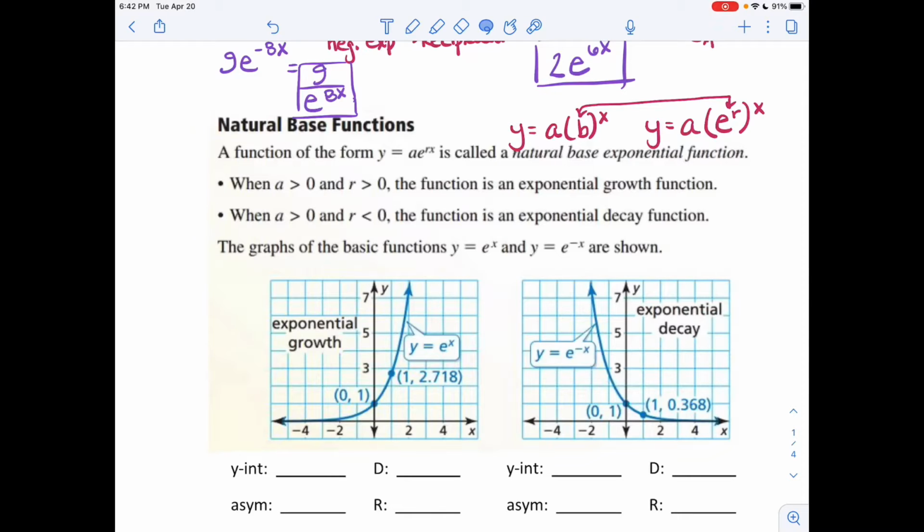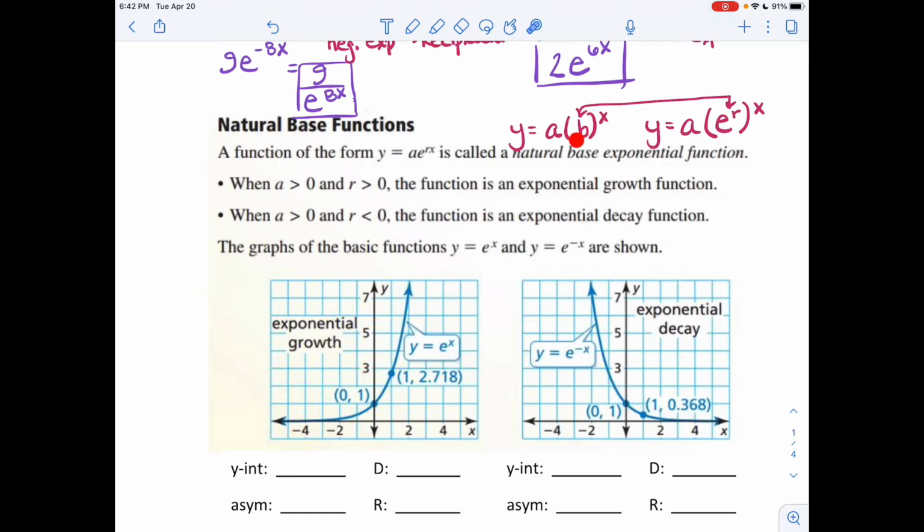I mentioned a few minutes ago that e is used in the natural base exponential function. And so this is the natural base exponential function: y is equal to a times e raised to the rx power. This is a similar format to our basic exponential function that we learned last time, y is equal to a times b raised to the x power.